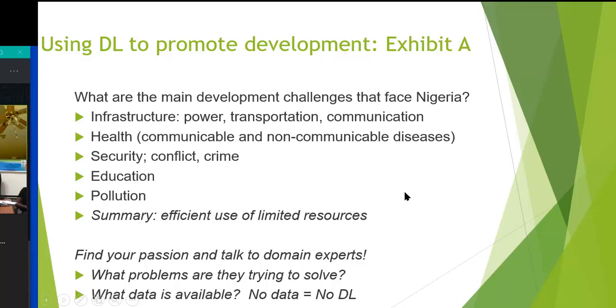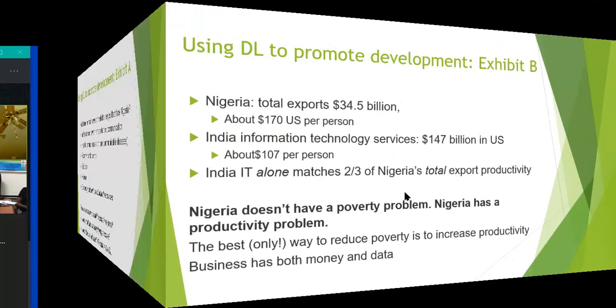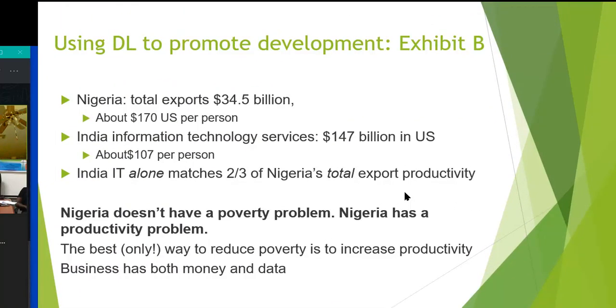So one takeaway for me is that researchers in developing countries must develop their own priorities and not simply follow along with developed country research. Now, the other way to use deep learning to help development is to serve the developed country community.